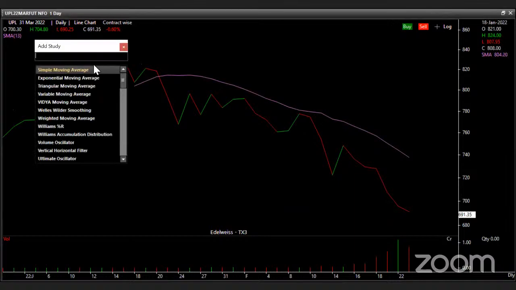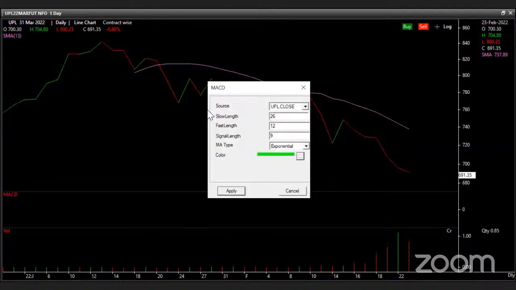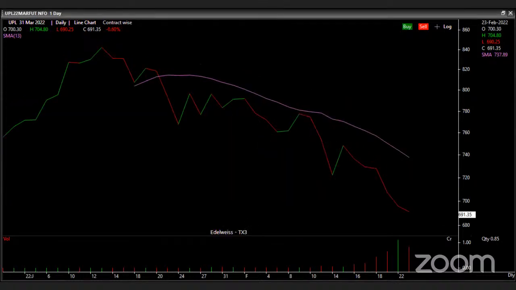Study MACD. So my first average is 12 and the slower average is 26, and the signal length is 9, and the moving average type can be simple, can be exponential. Okay. This is all the contracts.